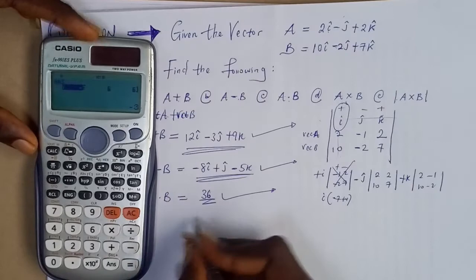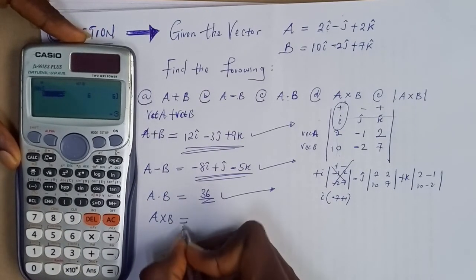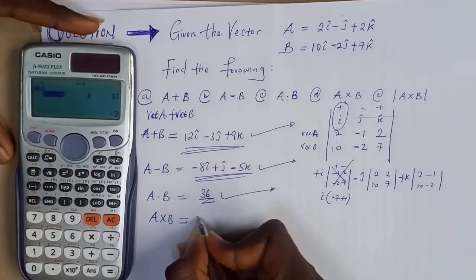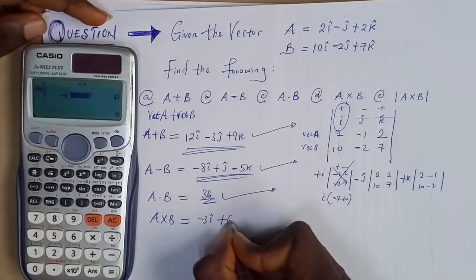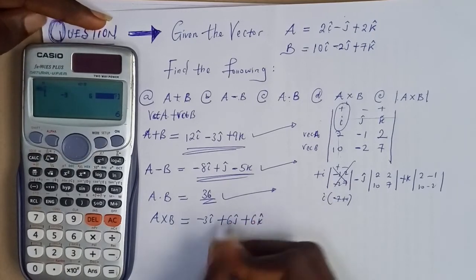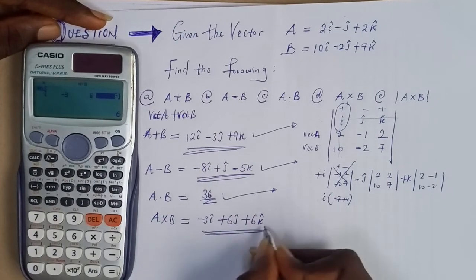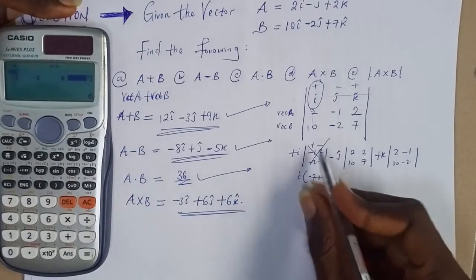By the time you press the equal to sign, I can easily tell you that A cross B equals minus 3i plus 6j, then finally with what? Plus 6k. So guys, this gives the final answer to that. If we solve it by hand, I'm very sure we'll get the same answer. So let's try it out.